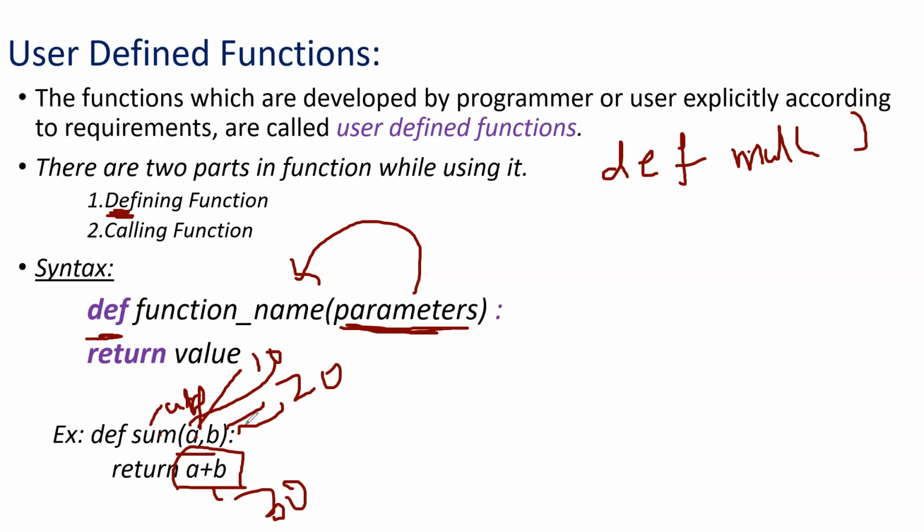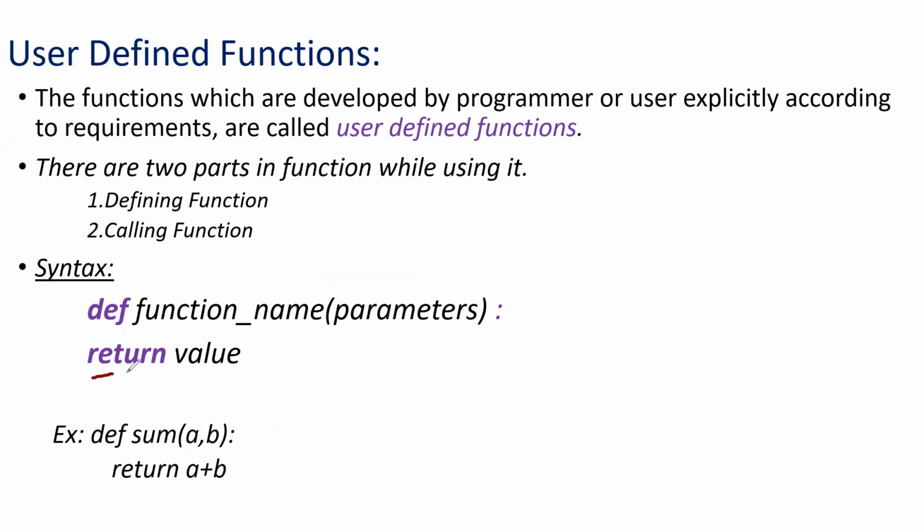There are some conditions. If you are dealing with only print statements, there is no need for parameters. I'll show you how we can work without parameters also. Here, sum is the function name, and a, b are the parameters, the inputs to the function. And what else? Return. Return gives the output after doing this. Of course, it's optional.